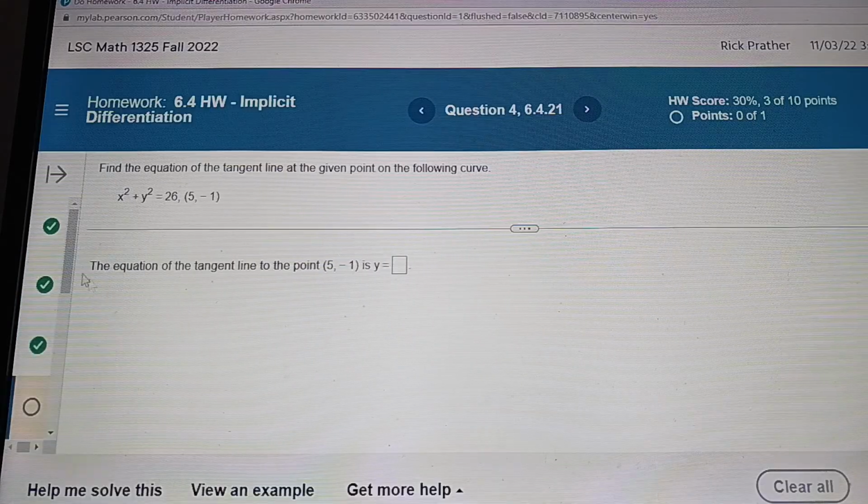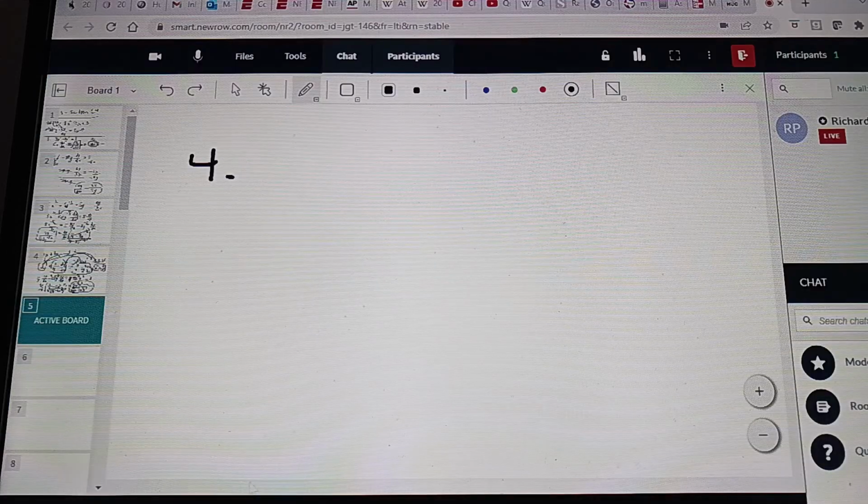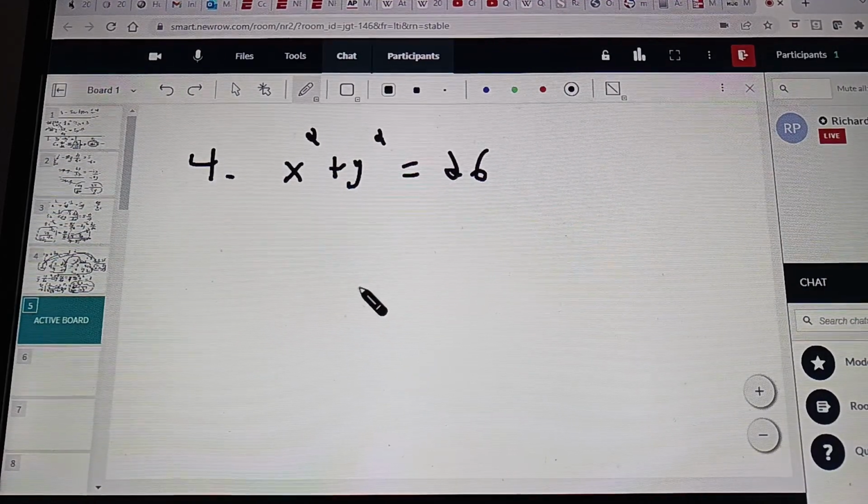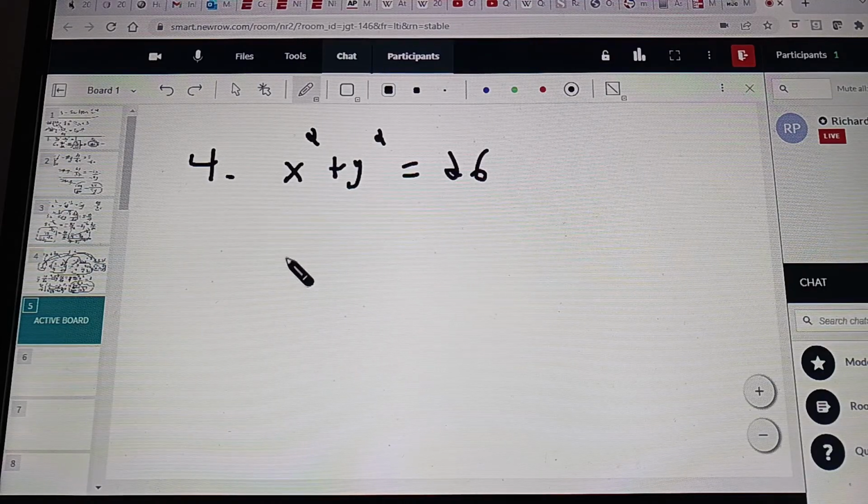My equation is the equation of a circle, actually. X squared plus y squared equals 26. That's the equation of a circle, if you remember that from algebra. So if I do implicit differentiation, that implicit means you're not doing it directly on each variable. That's why it's kind of like indirect instead of direct.